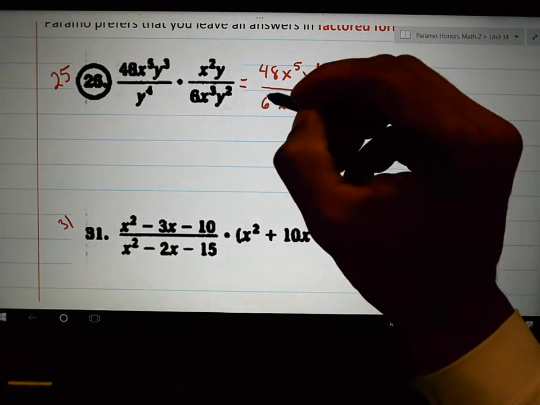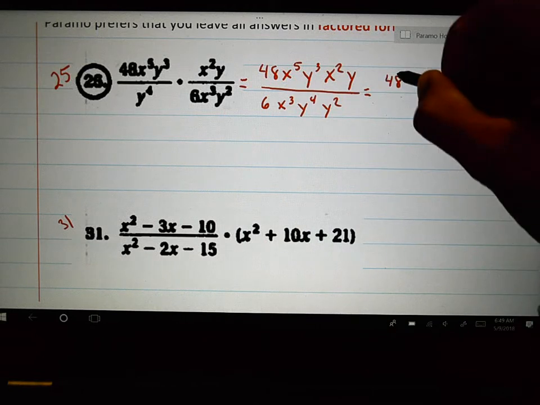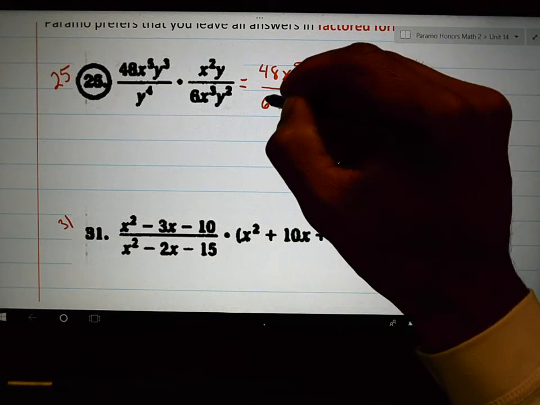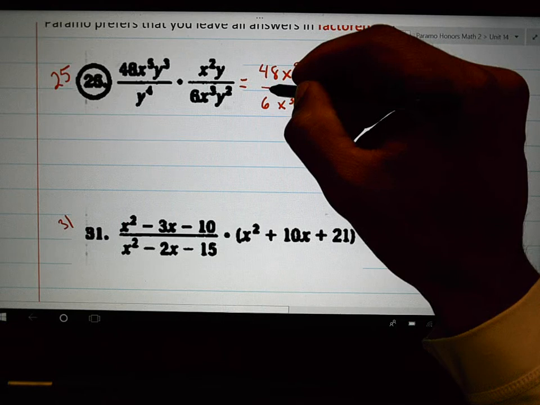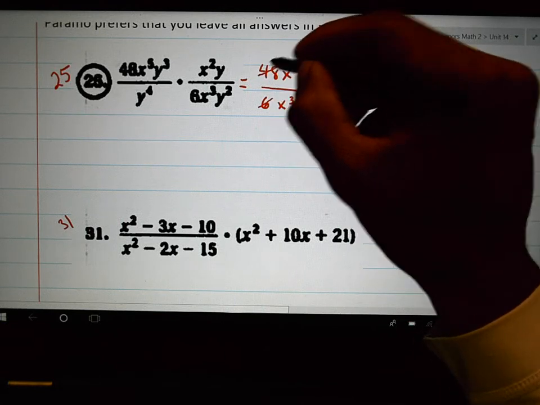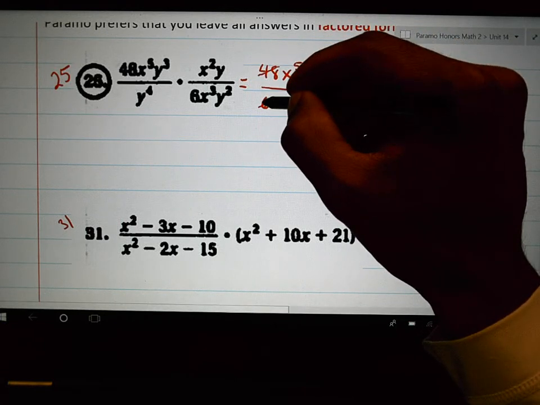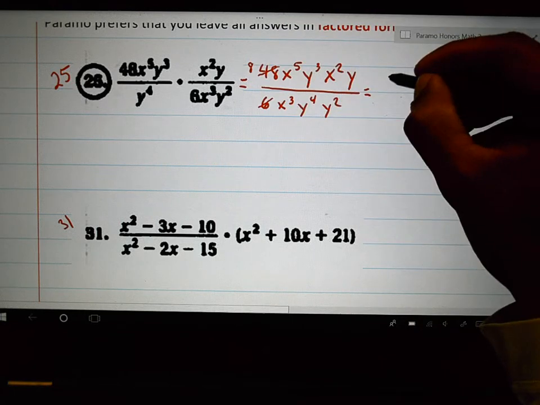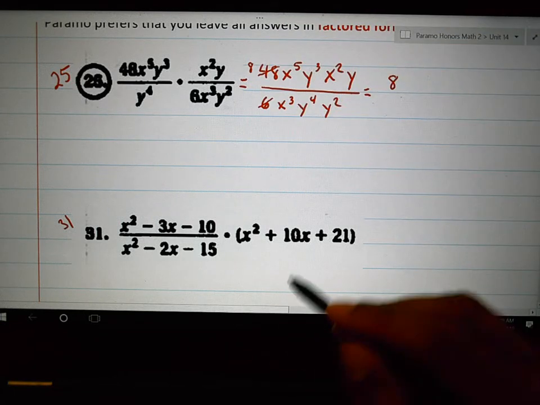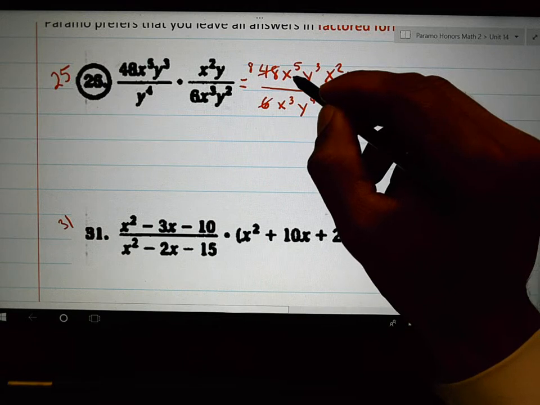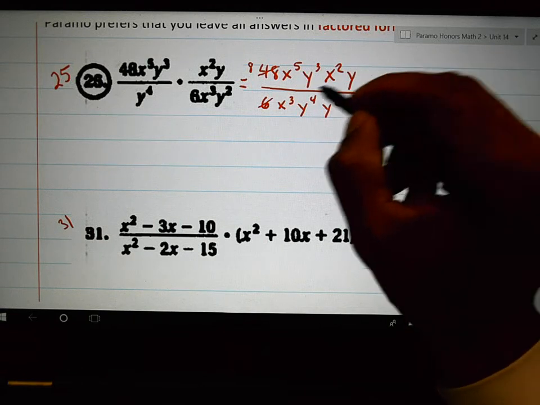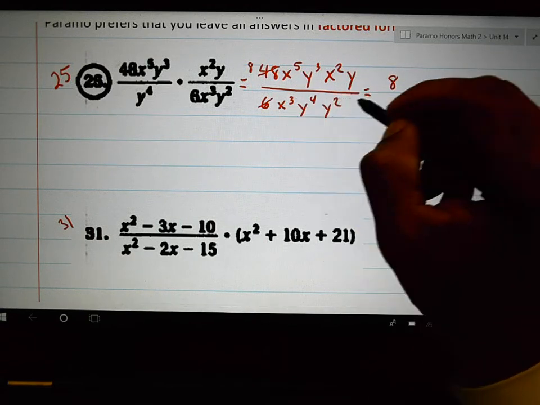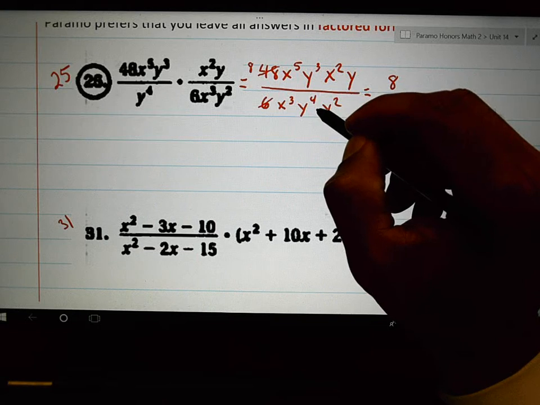I'm going to say that 6 goes into 48. 48 divided by 6. 6 goes into 48 8 times. I'm going to put an 8 right here. I'm going to reduce, since there are x to the fifth, and this is multiply, and this is x to the third, and it's all multiplication. There's no plus signs or minus signs.